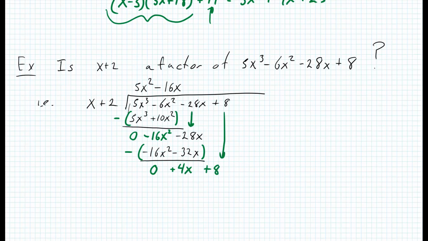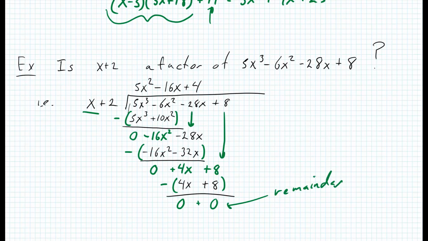The question is, what can I multiply x by to get 4x? Well, that's an easy one, right? I can just multiply x by 4, and I'll get 4x. Then I multiply 2 by 4, and I get 8. You can see what's going to happen here. I subtract these, and I get a 0 here. But now I also get a 0 in the last term, and there's nothing over here to bring down. So I'm done. So this has a remainder of 0.